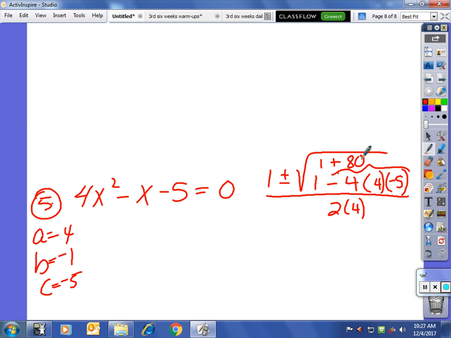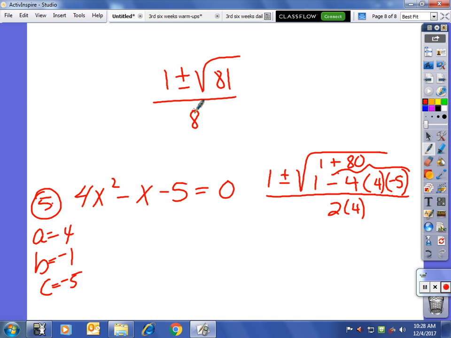That becomes a giant positive. You got to watch out for the signs, because if you put a negative, it's going to mess you up. And 1 plus 80 is 81. Again, you should get a nice perfect square in here, and if you don't, you did something wrong. So I ended up with 1 plus or minus the square root of 81 divided by 8.